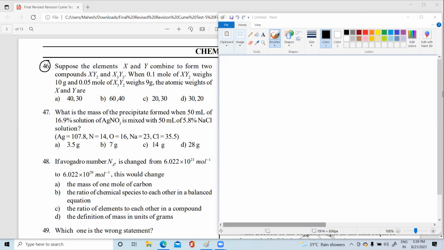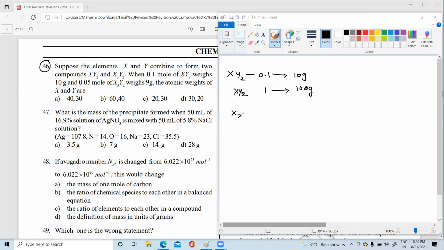Suppose the elements x and y combine to form xy2 and x3y2. 0.1 mole of xy2 weighs 10 grams, they have given. Then 1 mole is how many grams? It is around 100 grams. So the xy2 molecular weight is 100 grams.